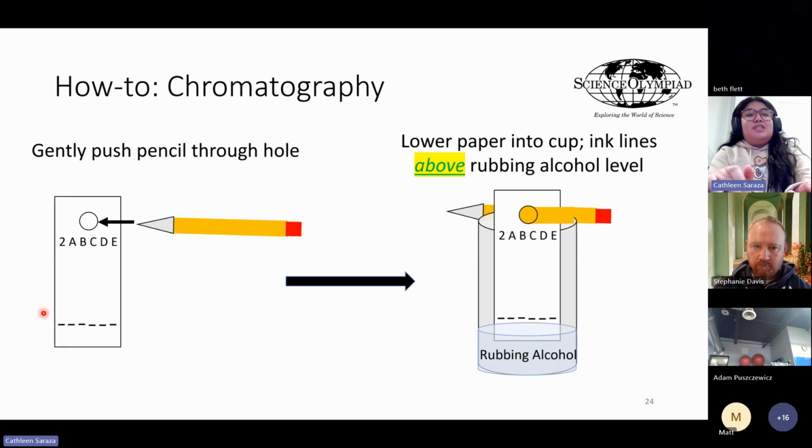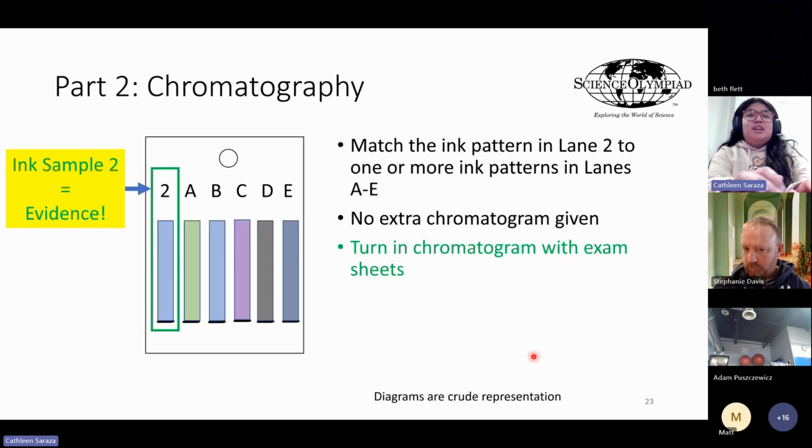To separate the ink into its different components, the first thing the student should do is take that third pencil and gently push the pencil through the hole punch in the chromatography paper so that it's at the center of the pencil. After, they will take that pencil with the chromatography paper and lower it into the cup. The ink lines that are on the chromatography paper should be above the surface level of the rubbing alcohol. If it's too low, then you're not going to get proper separation of the chromatography of the ink samples.